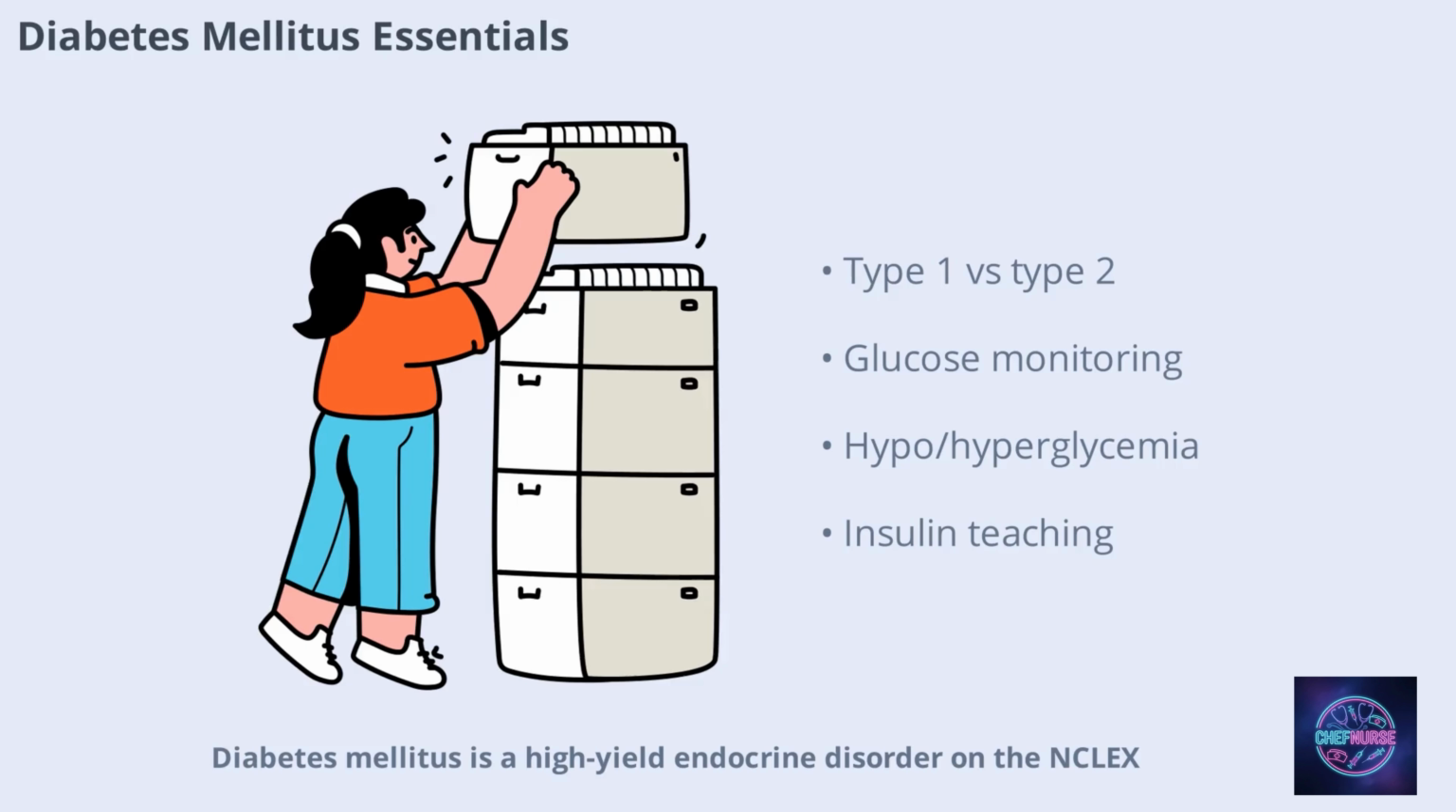Diabetes mellitus is a high-yield endocrine disorder on the NCLEX. Focus on the differences between type 1 and type 2 diabetes, common complications, and the importance of blood glucose monitoring. Know the signs of hypoglycemia and hyperglycemia, and the appropriate nursing interventions for each. Patient education on insulin administration, diet, and lifestyle modifications is frequently tested.